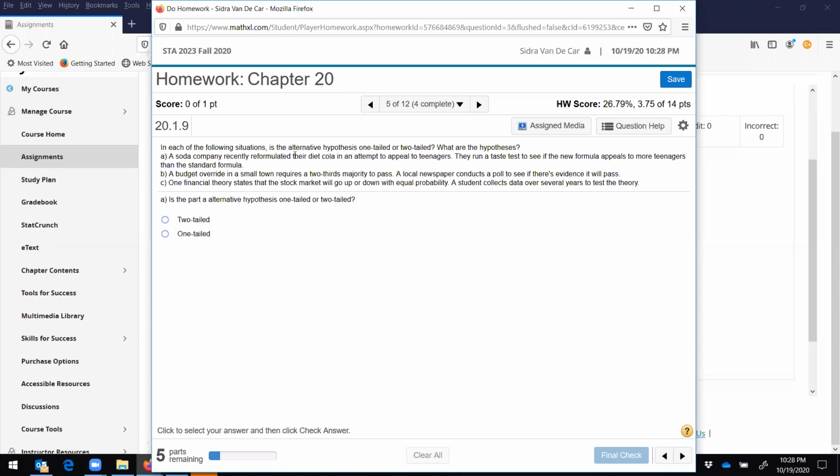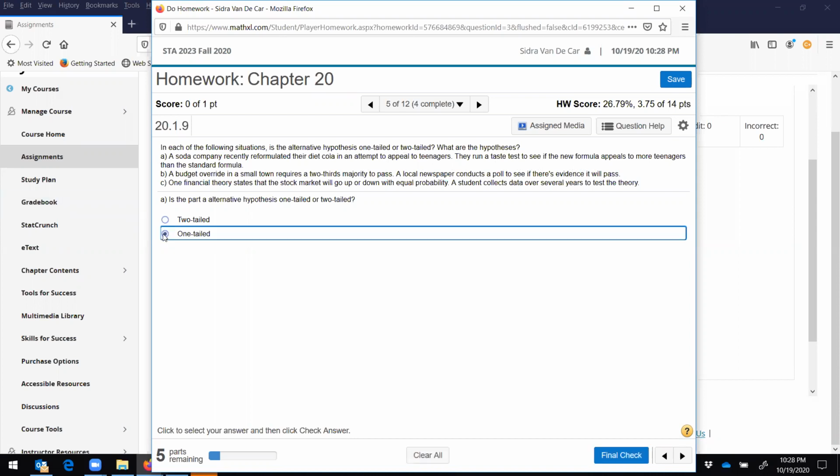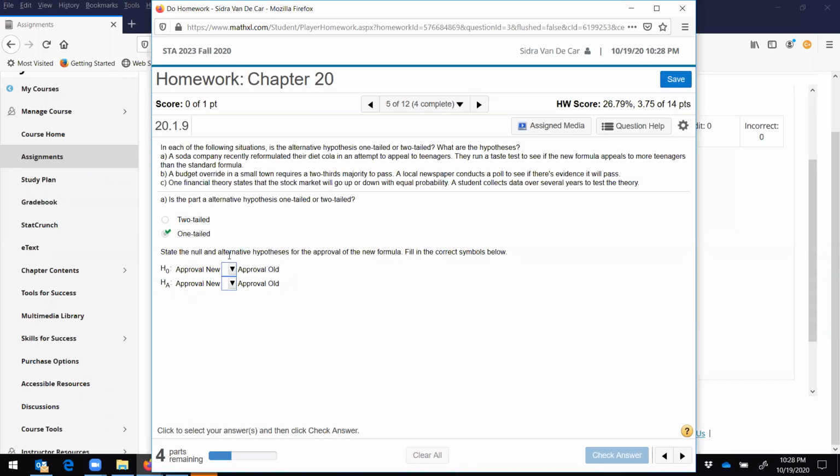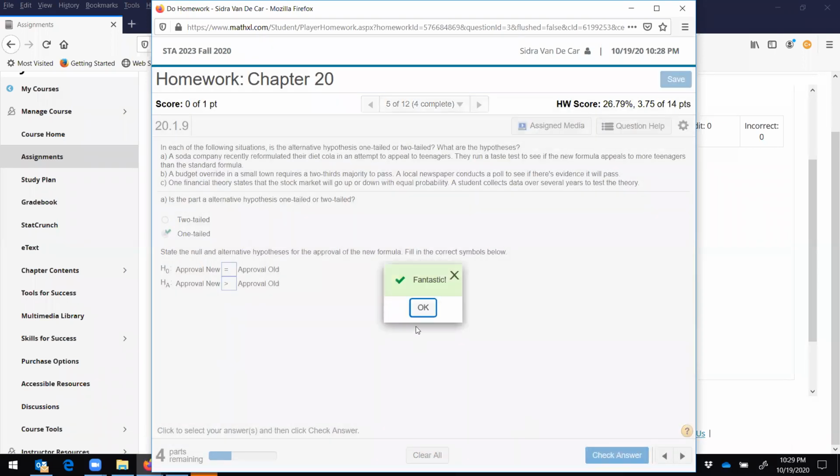In each of the following situations, is the alternative hypothesis one-tailed or two-tailed? A soda company recently reformulated their Diet Cola in an attempt to appeal to teenagers. They ran a taste test to see if the new formula appeals more. So that's bigger than, that's one-tailed. So our null is that the approval of the new one is the same as the approval of the old. And our alternative is that the approval of the new is now greater than the approval of the old.